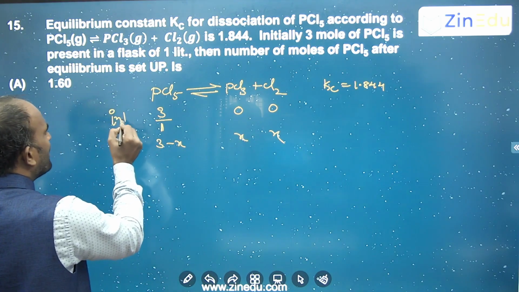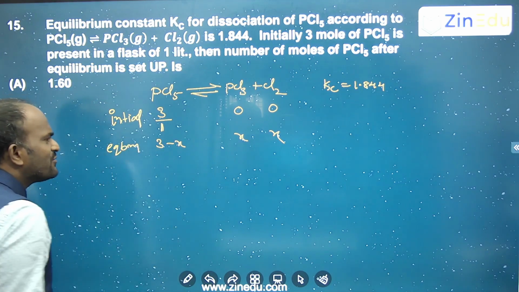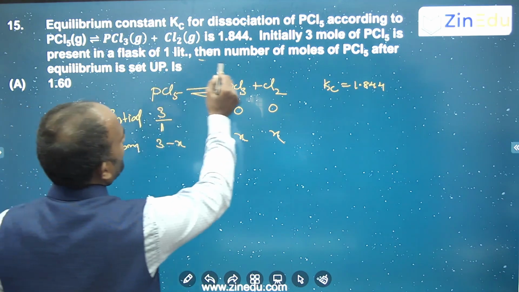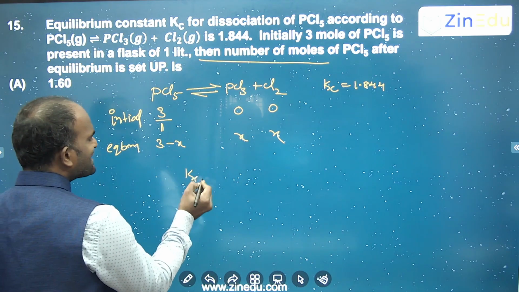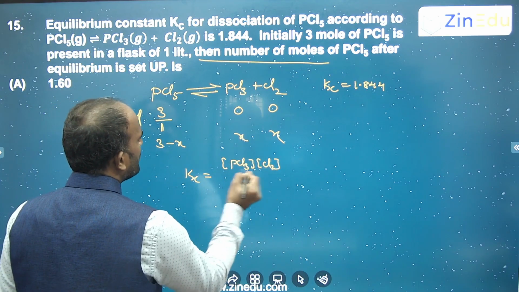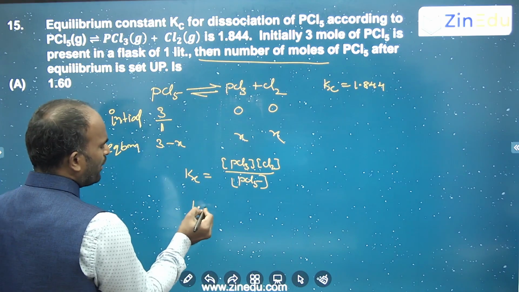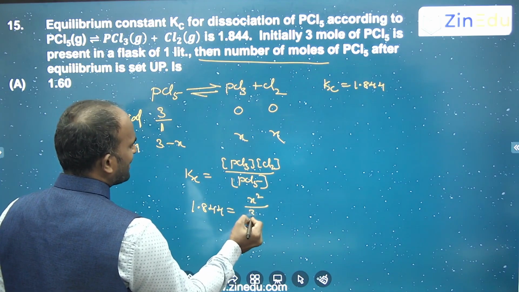This is under initial conditions. This is at the state of equilibrium. So now this is going to be the number of moles of PCl5 after the equilibrium is set up. So now Kc is equal to concentration of PCl3 into concentration of Cl2 divided by concentration of PCl5. Kc value 1.844 is equal to x square divided by 3 minus x.